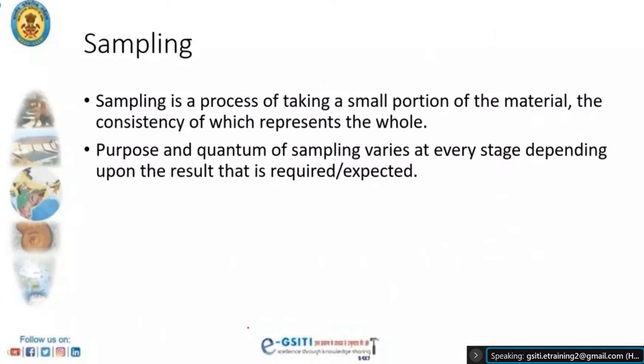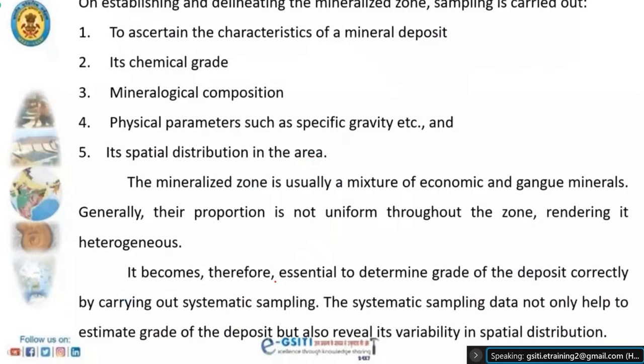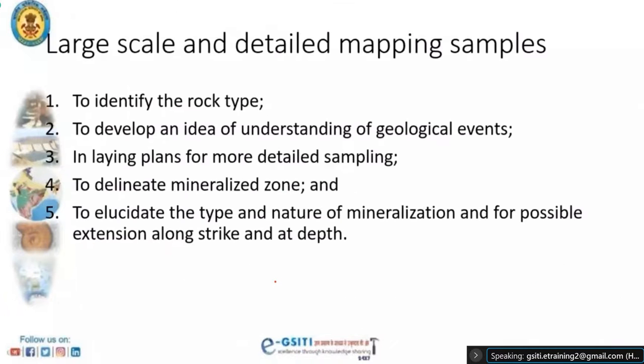So sampling, yes. Again, just a brief introduction, and I'll finish off the slide here. What is the main objective of a sample? To identify the rock type, and to evolve an understanding of the geology in layer plane for more detailed sampling. At the initial stage you take a sample, then if you find something important, we can go for detailed sampling. Then you delineate the mineralized zone, and then finally you see what type and nature of the mineralization is possible in the strike and extension.